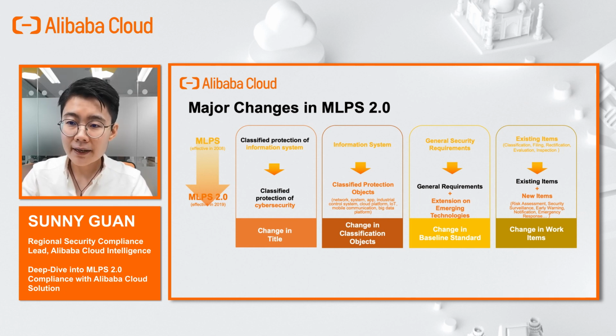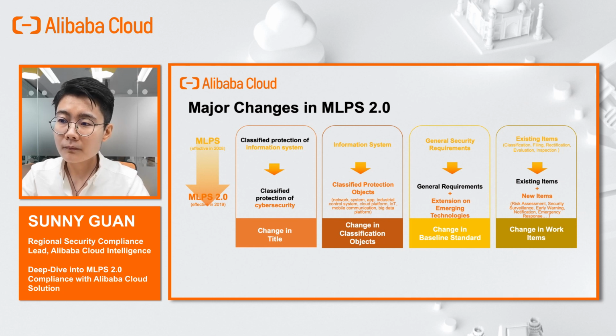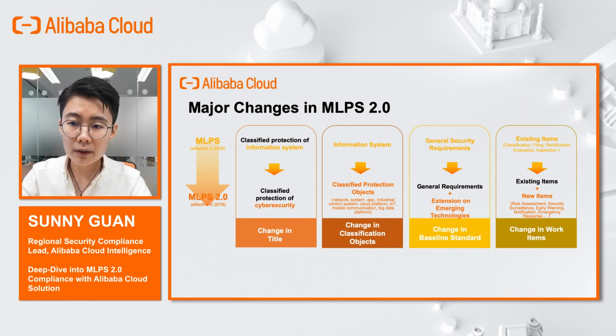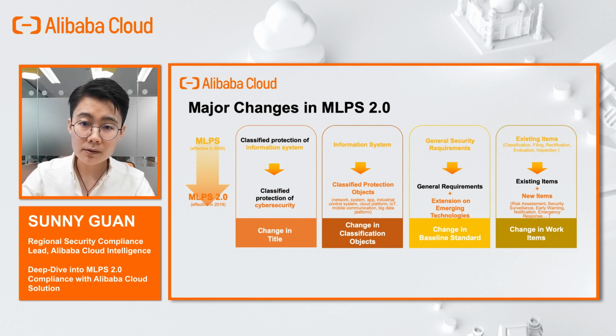Requirement-wise, the baseline standard has been extended from the general requirements to include an additional set of requirements as extension over the 5 emerging technologies as we mentioned just now. I will further compare the details of the changes in the baseline standard, which is the most important standard, later on after this overview. The work items have also been updated to include more from the risk and contingency management perspective, such as risk assessment, security surveillance, early warning, notification, and emergency response.